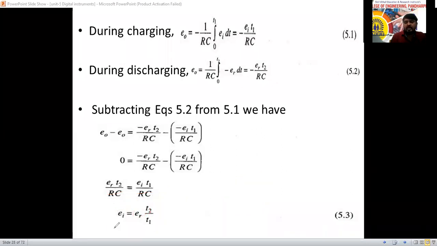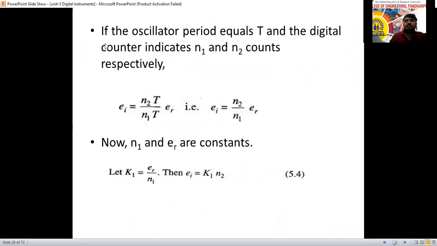So the input voltage Ei equals Er T2 divided by T1. This is the equation we have derived in the previous period of time. Next, if the oscillator period equals T, the time period, then the digital counter indicates N1 and N2 counts.